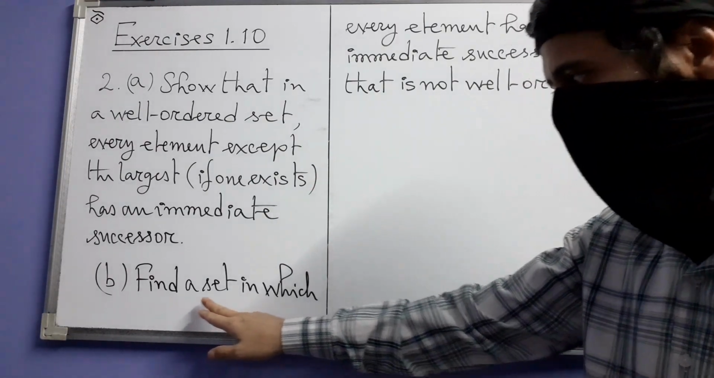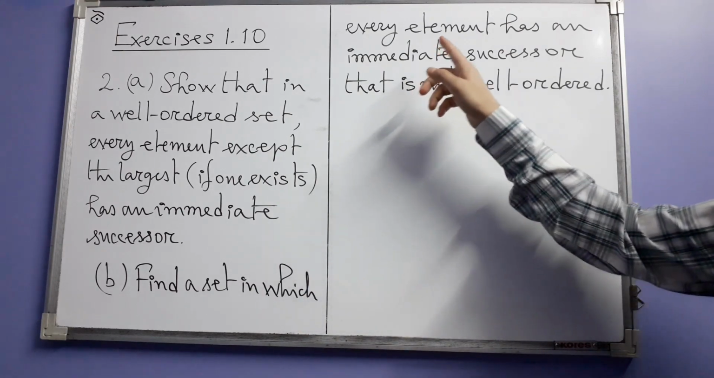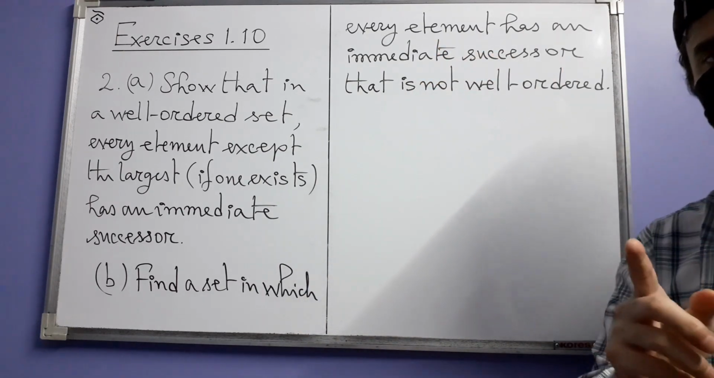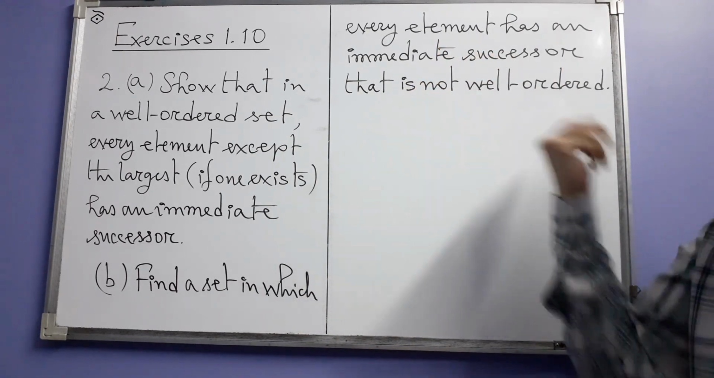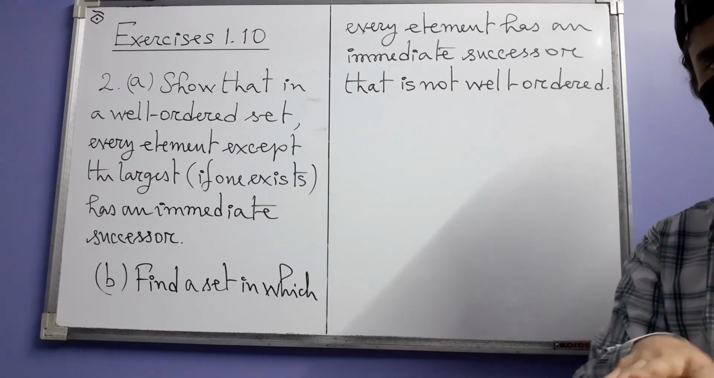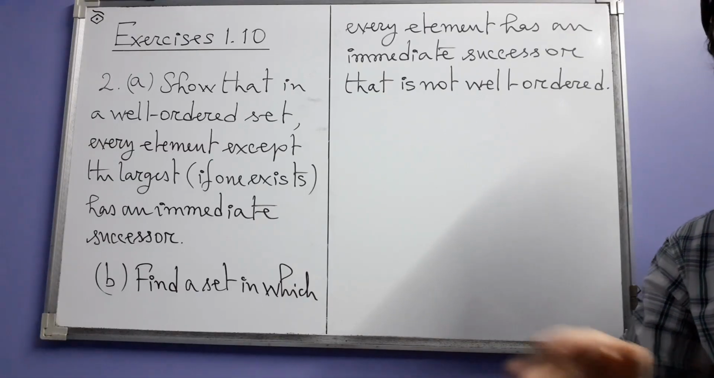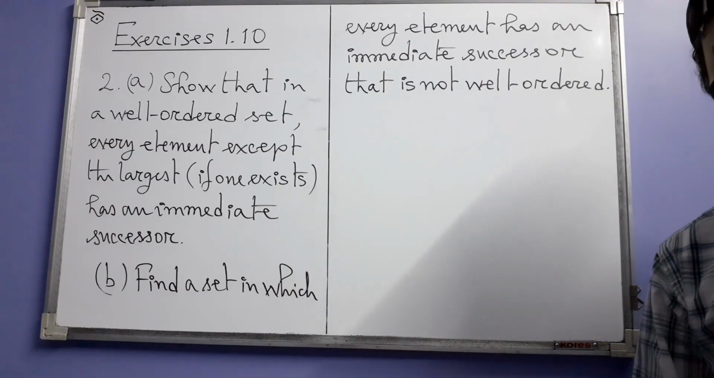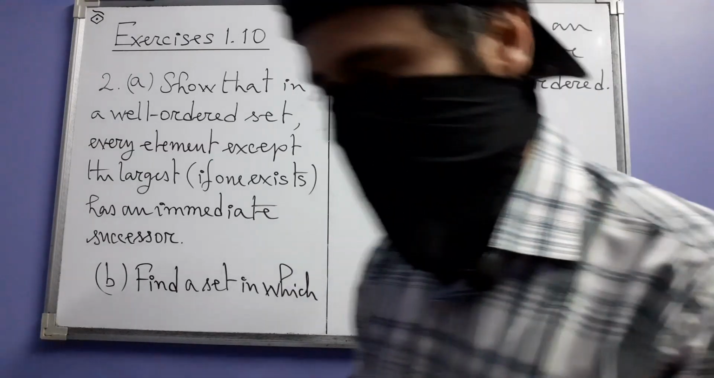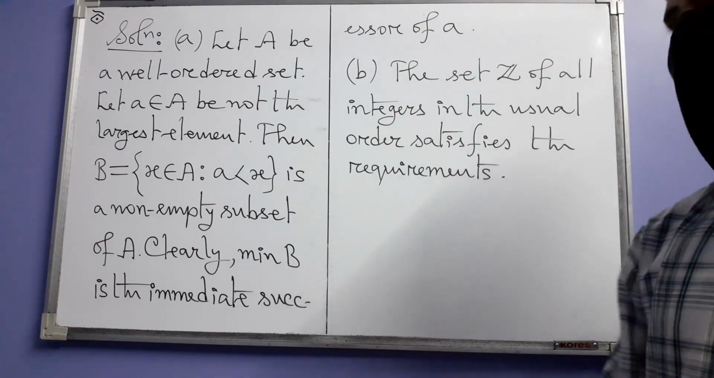And in part B, we have to find a set in which every element has an immediate successor, but the set is not well ordered. It is an ordered set, but in spite of every element having an immediate successor, the set is not well ordered. So let's see the solution. Okay, so this is the solution.